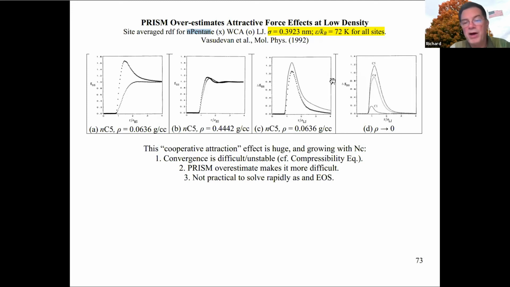And another problem is that the PRISM theory actually overestimates the effect. And so the simulation result for delta G is the dots, and the PRISM theory, with the closure relationship that we were dealing with at that time, which is very close to a mean spherical approximation, overestimates that effect. And so what's happening here? Why is there this effect of cooperative attraction?